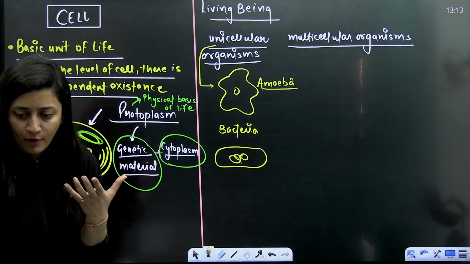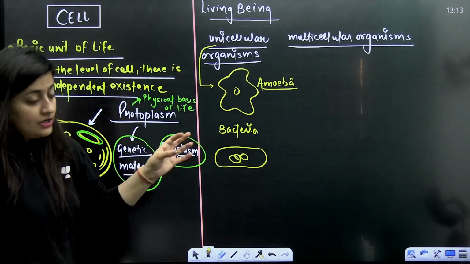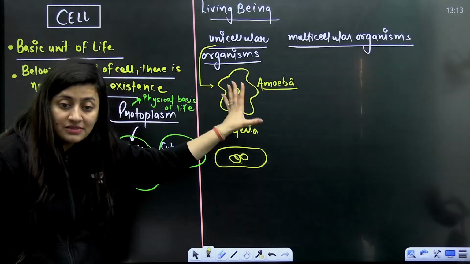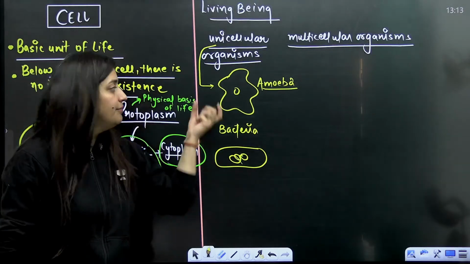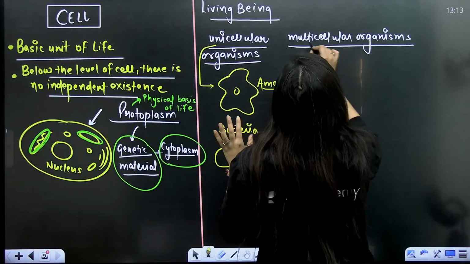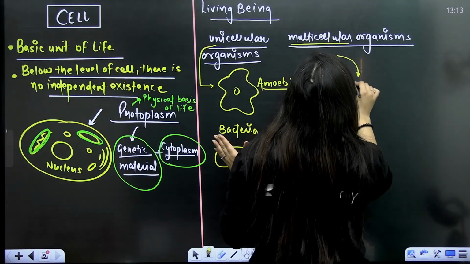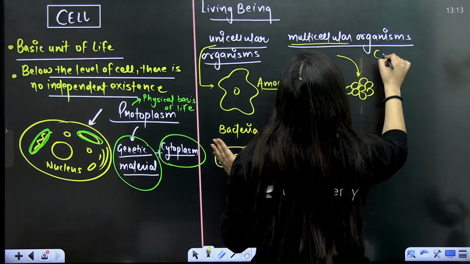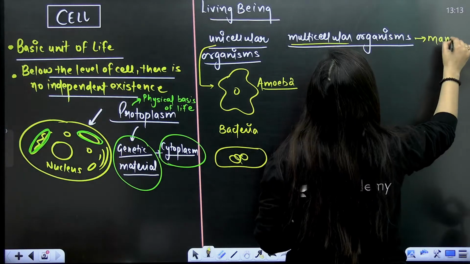Are you getting my point? Yes. So they are capable of living alone. They can do all the possible activities. So even these single celled organisms are living, and the basic structure is the cell here. And if it is a multicellular organism, it means many cells are there, and here we know that there are different levels as well.